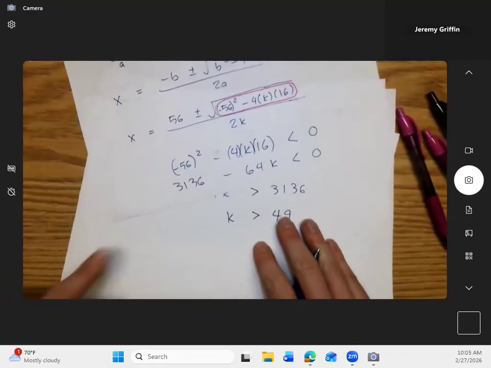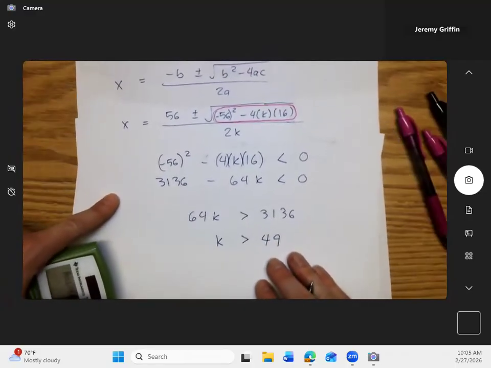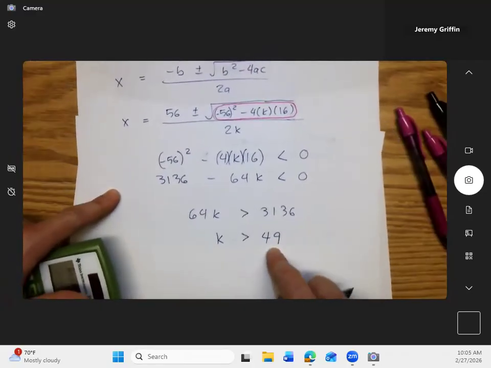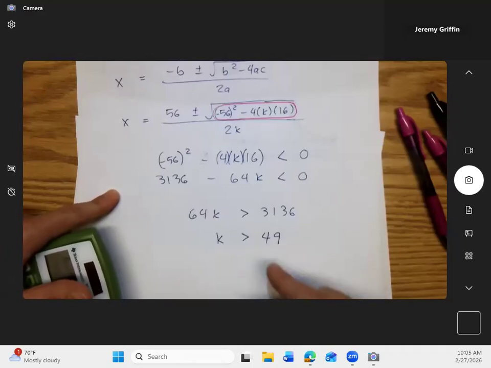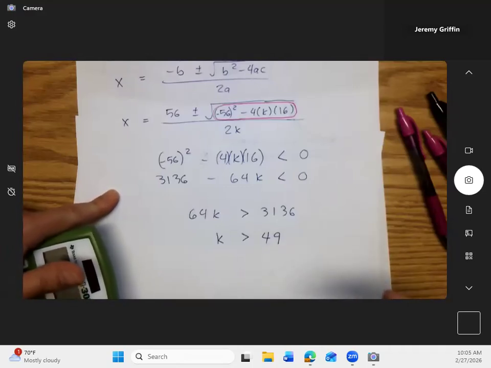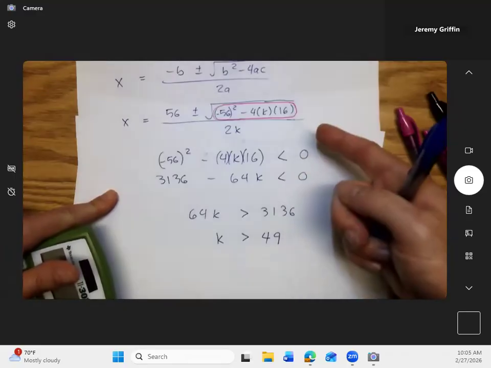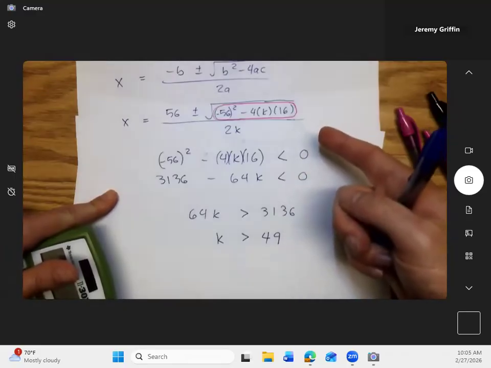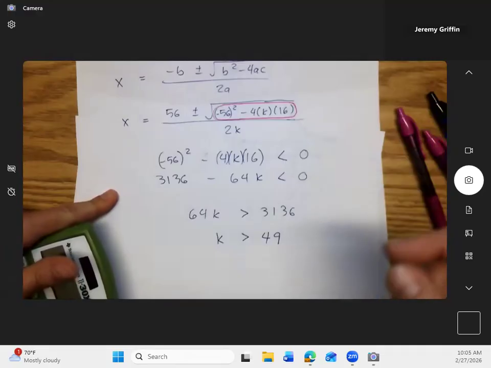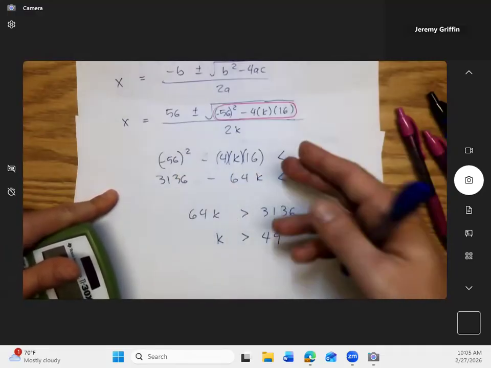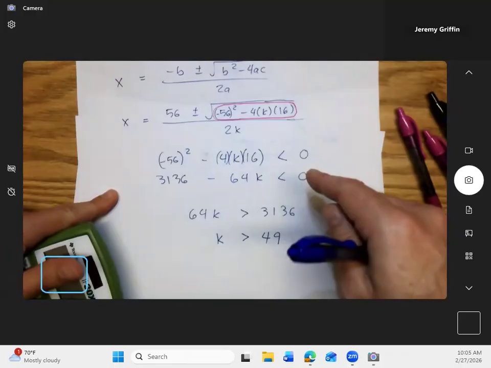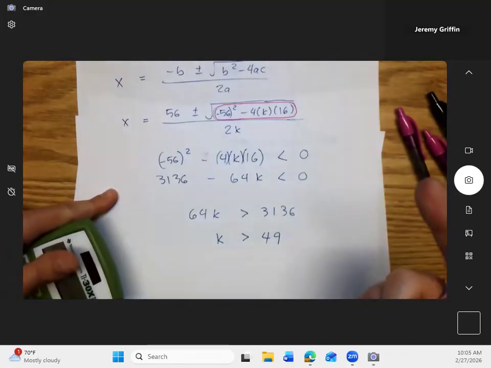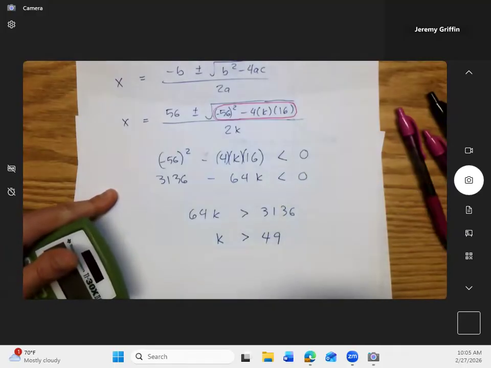Are there any questions so far about any of the process that I just did? Let me make sure you guys are following. What if k was 49 exactly? If k was 49, you'd plug it in. The vertex of the parabola, if this was y equals the parabola, would be on the x-axis. So there would be one solution. But we're looking for 0 solutions. And we do want k to be an integer. And the question is, what is the smallest possible integer value of k?